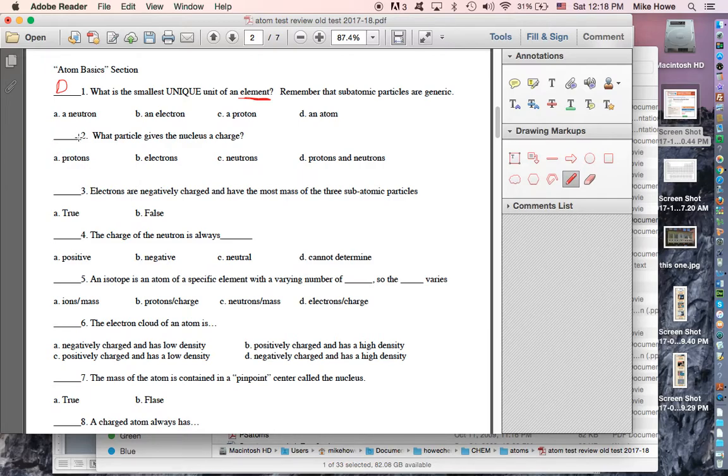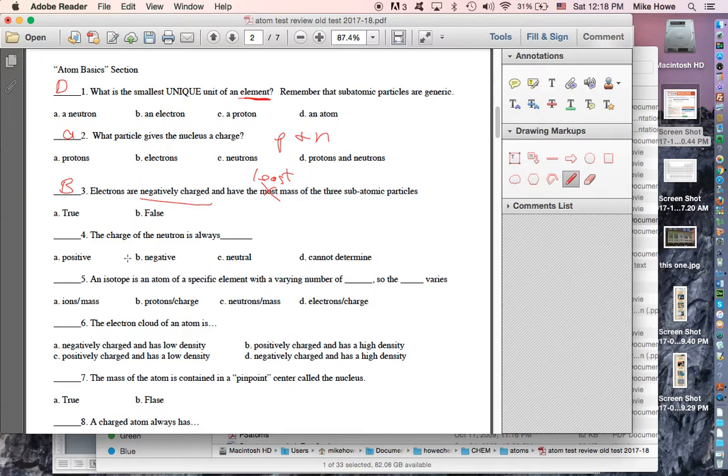All right, the particle that gives the nucleus a charge. In the nucleus you've got a proton and a neutron, which one's going to have a charge? That'd be the proton. Electrons are negatively charged and have the most mass. Well, they are negatively charged, but they do not have the most. They have the least mass. So that statement's false.